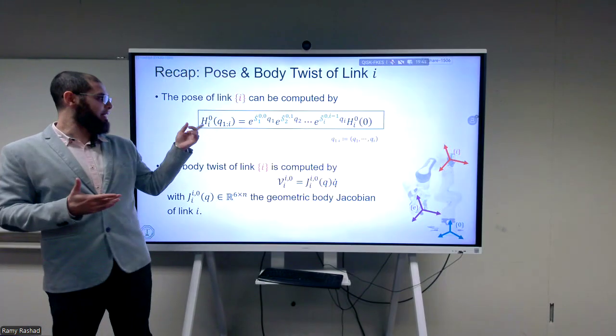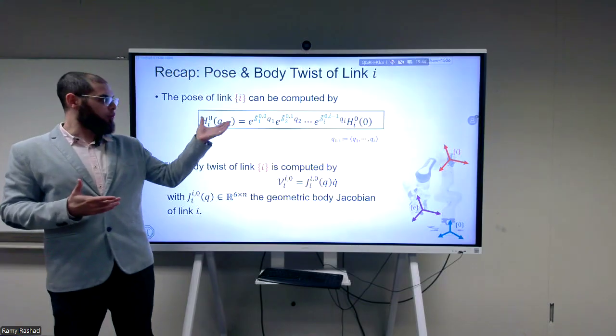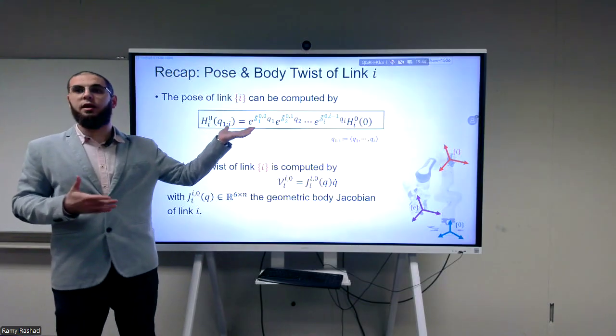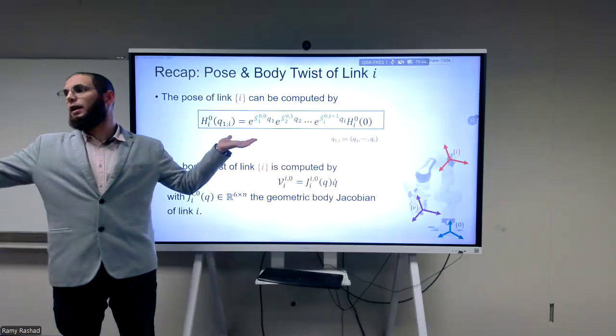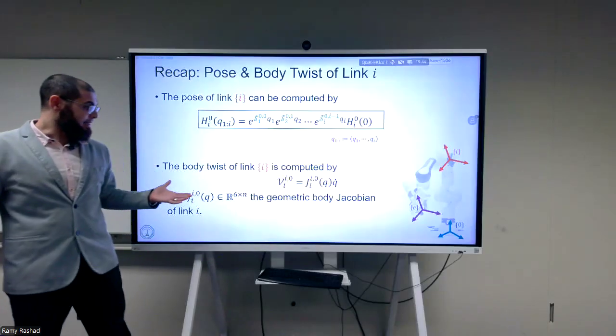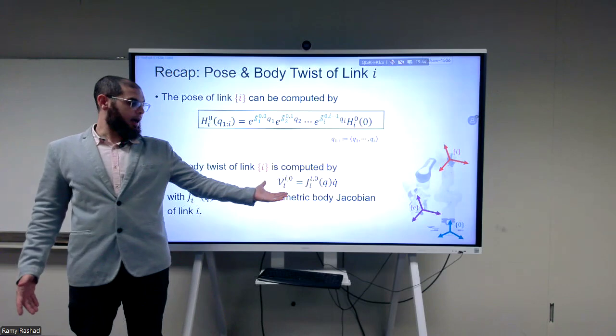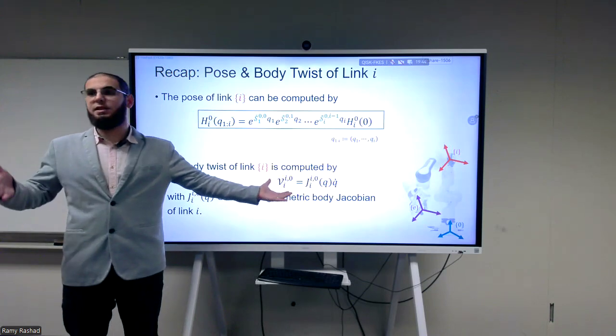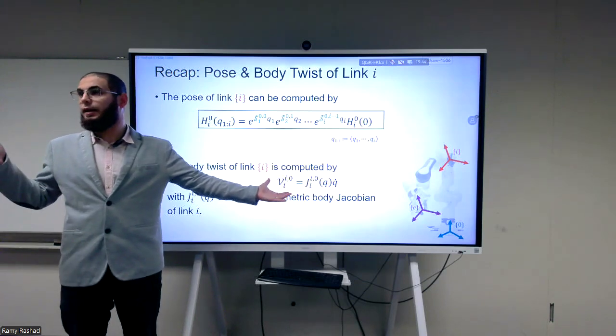The only difference is that we're doing the product from 1 up to i, so that from 1 up to n, including the end effector. And the same also for the body twist of the ith link.